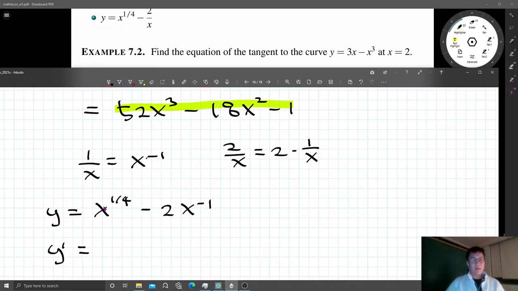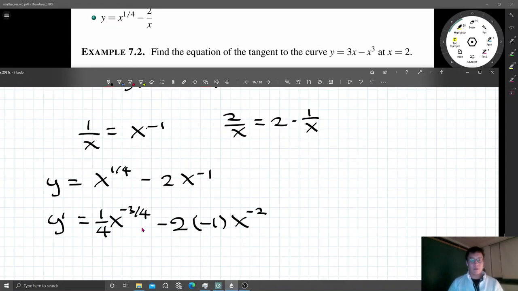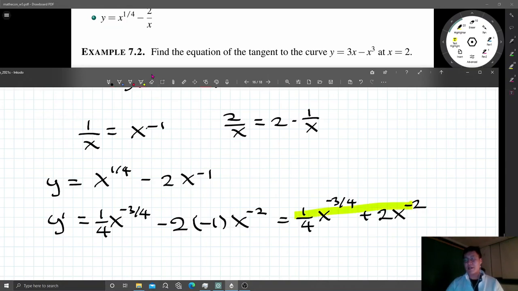with respect to x. So x to the power 1/4 is going to be 1/4 x to the power. Now we take 1 away from the power. So the new power becomes -3/4. And -2 is multiplied, so leave the constant alone. And x to the power -1 becomes, we bring out the power and take 1 away from the power. Okay? So the derivative is 1/4 x to the power -3/4 plus 2 x to the power negative 2. So that is the derivative of the last example.